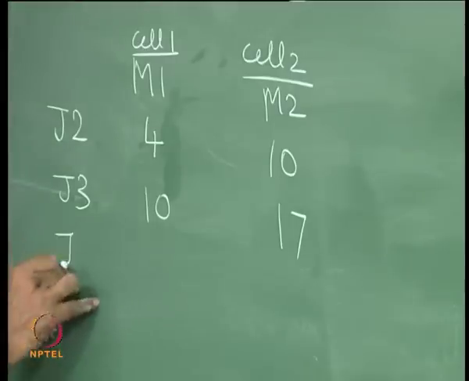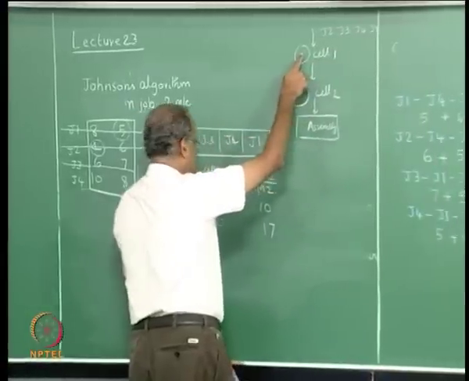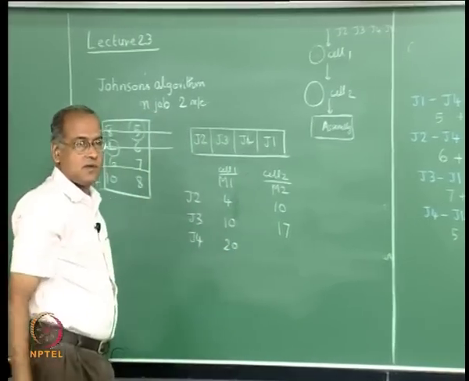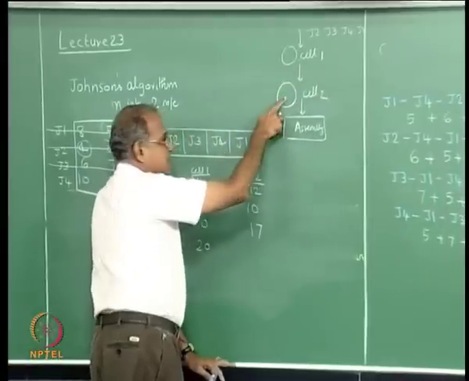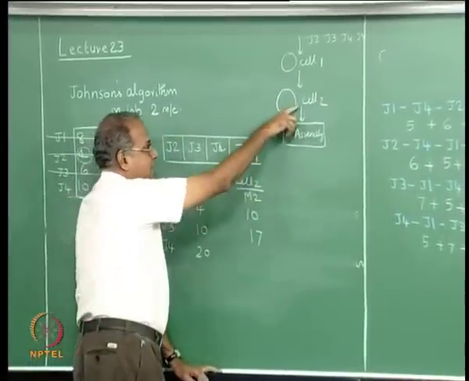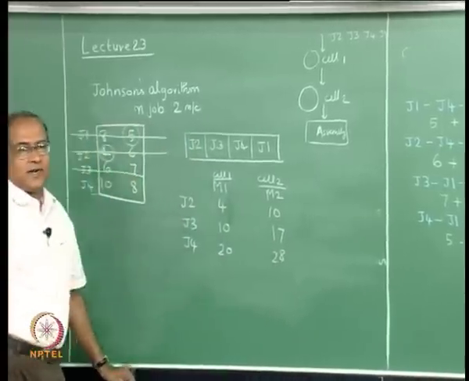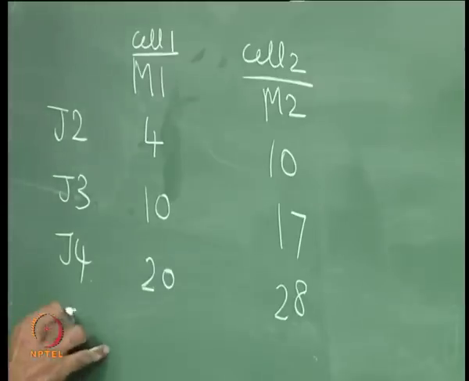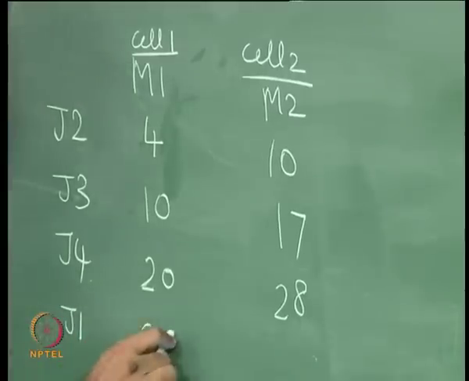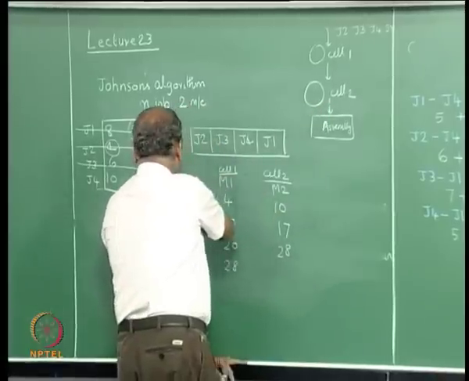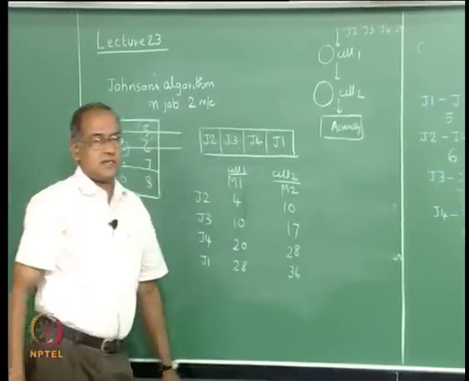Now we look at J4. J4 can start only at 10 because J3 leaves it at 10. So at 10, it takes another 10, which is 20. Now when it comes out at 20, this is free because at time equal to 17 this has left. So it can take it at 20 and finish it at 28. The last one is J1. J1 enters at 20, finishes exactly at 28. So when J1 finishes here at 28, this is free at 28. So it can take another 8 time units, finish at 36.